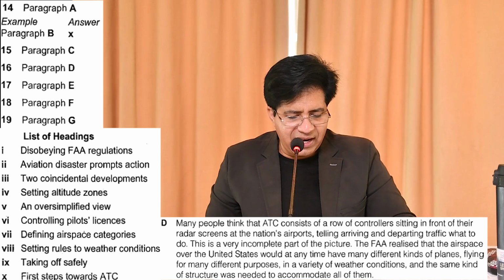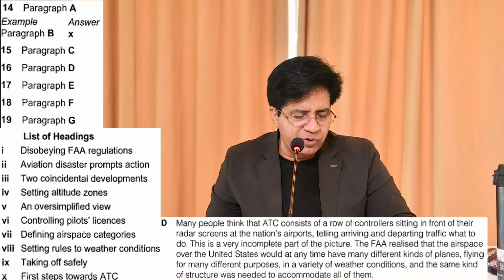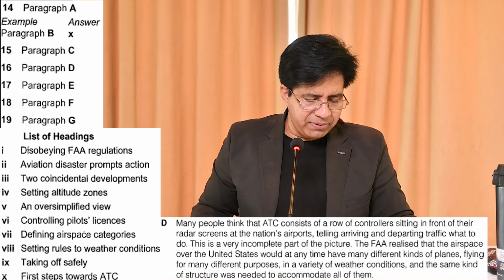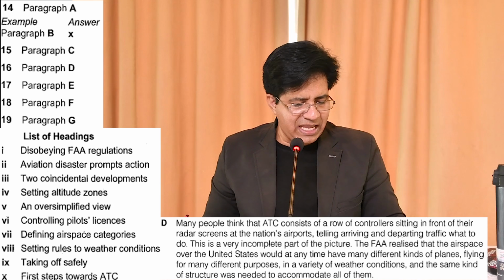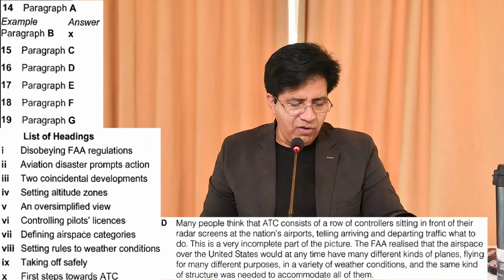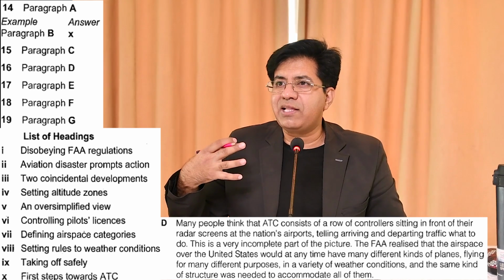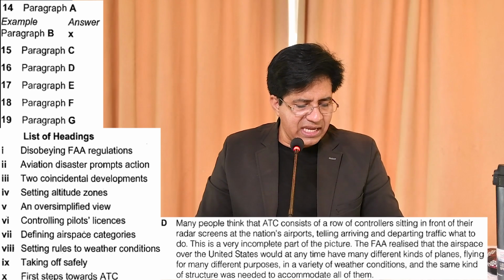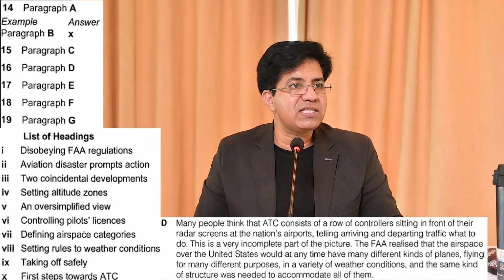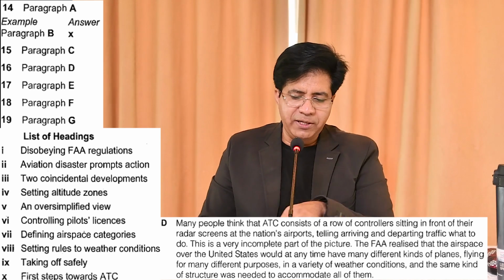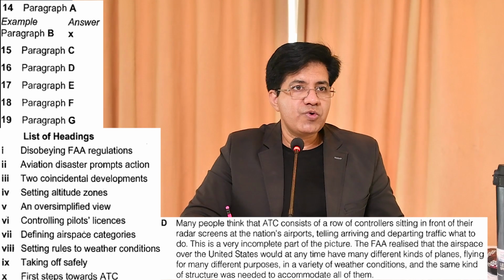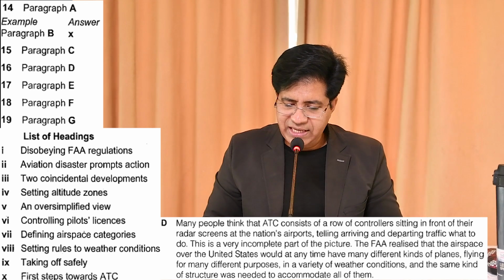FAA realized that the airspace over the United States would at any time have many different kinds of planes flying for many different purposes in a variety of weather conditions, and the same kind of structure was needed. So many people think ATC means the process is very complicated, but in fact they said this is a very incomplete part of the picture. Means it's actually not like that. So which option? An oversimplified view. Clear? They've given an oversimplified view of what actually happens.